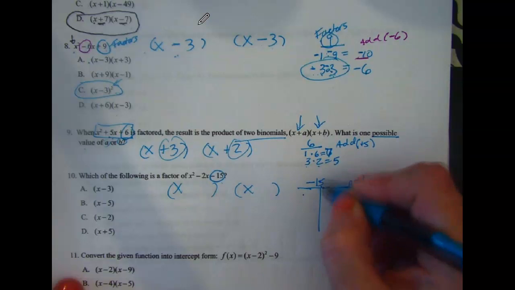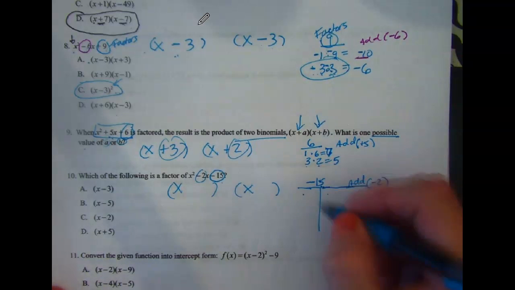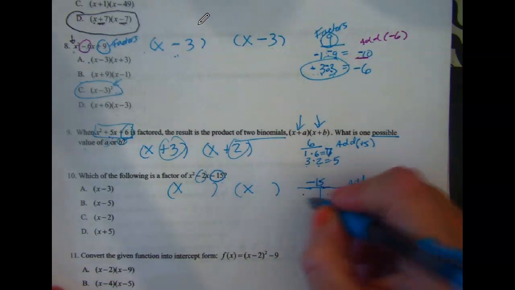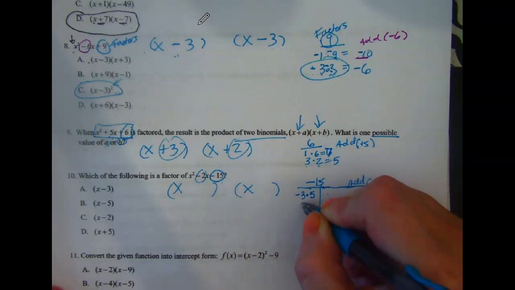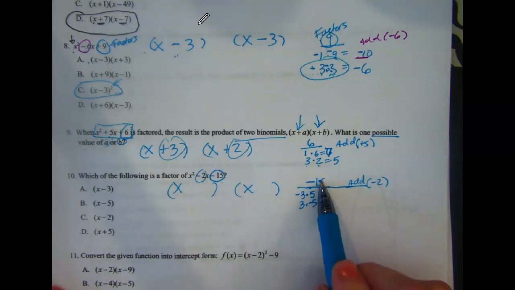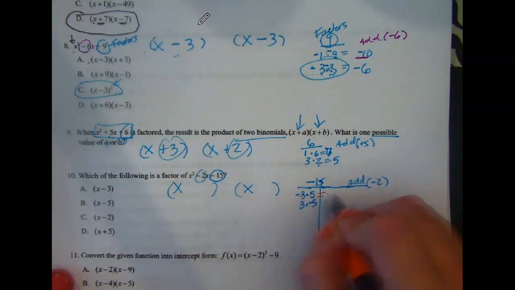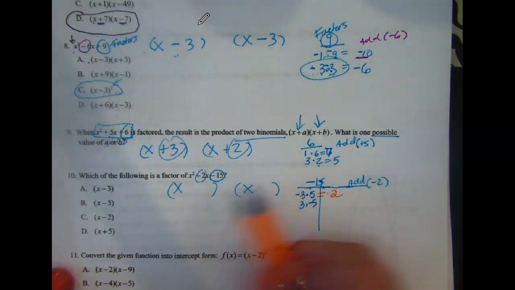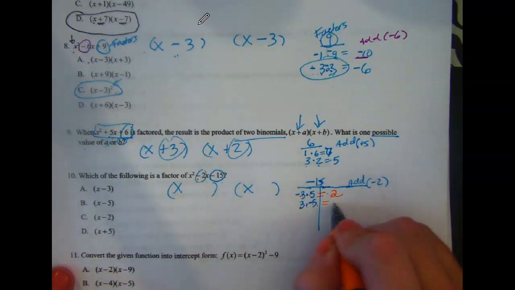If I want to get a negative 2 in the middle, I know I'm going to need two numbers kind of close to each other. You can always start with 15. I know 5 goes into 15. That's always a good one. So I could say a negative 3 and a positive 5, or I could say a positive 3 and a negative 5. Both of those give me a negative 15. Then when we add them together, negative 3 plus 5 gives me a positive 2. That's not what I want. I want a negative 2. But what about 3 plus negative 5? That gives me a negative 2.